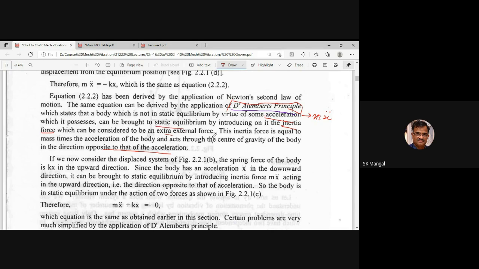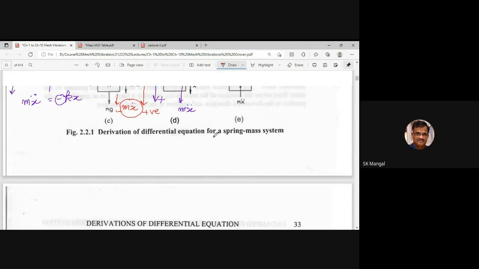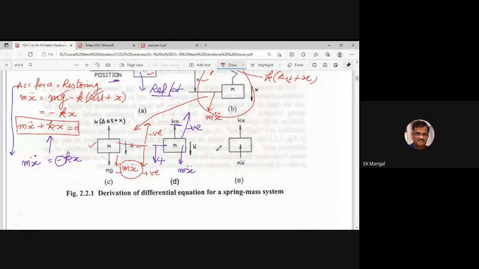So if I go back to my slide here, this is your accelerating force. If I apply a pseudo accelerating force in the opposite direction of the acceleration, this force, then this complete system will come under the static equilibrium condition.